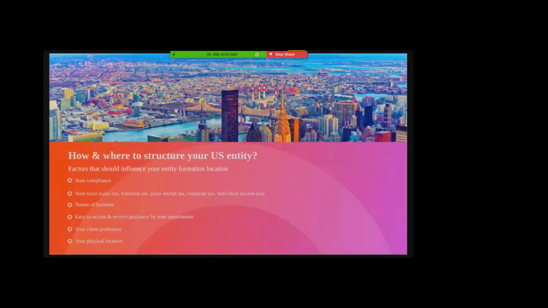So coming to the next point would be how and where to structure your US entity. Unlike in India, where the company registration is done at a federal, central level, in the US you can incorporate your company in any of the 50 states. While it is advantageous for some reasons, it is disadvantageous also. But one thing to keep in mind is you can incorporate a company in any state and operate it in any state. There are no restrictions.